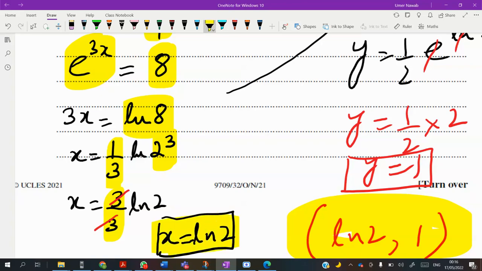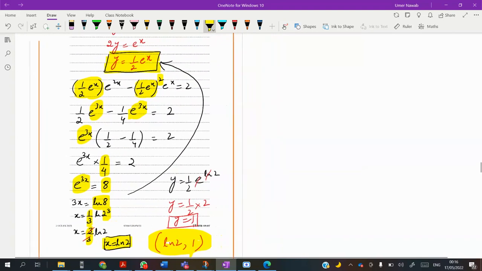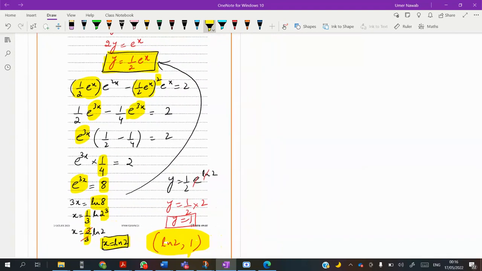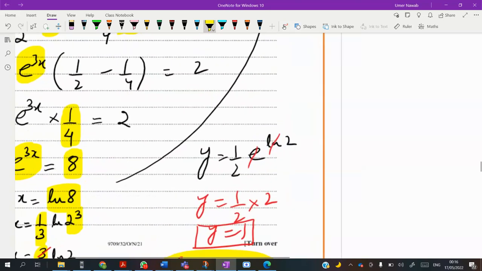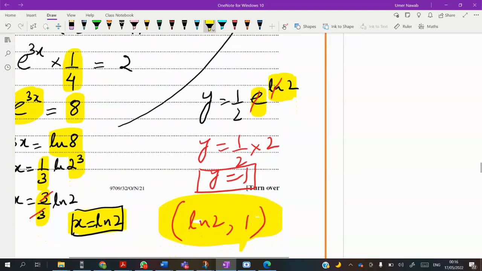Now you need to plug this value of x back into the equation of y, where you have made y the subject. So when I plug it, guys, when you see an e along with ln, both of them will cancel each other. So 2 is going to multiply with 1 over 2. When you cancel them up, so what is left to you? y is equal to 1. So the y coordinate is 1 and the x coordinate is ln of 2.